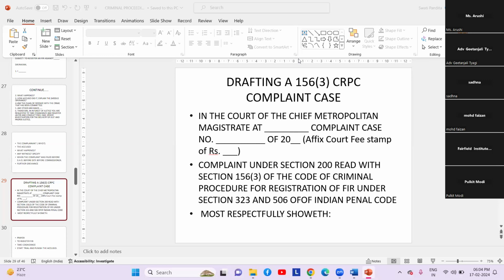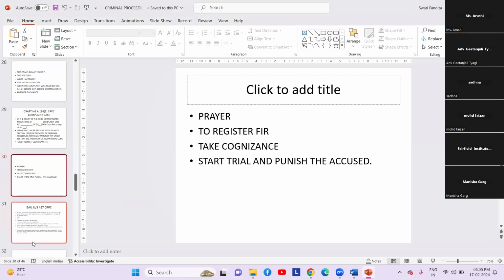Now here on PPT page number 28, I have taken an example of how we drafted. This is a very basic, very rough example, but still I wanted to give an impression to you people. In the court, you have to specify in which court you are filing the complaint under 156(3). This is PPT page number 28.